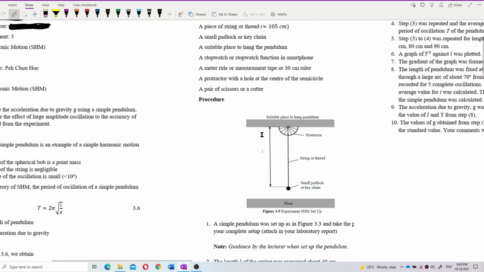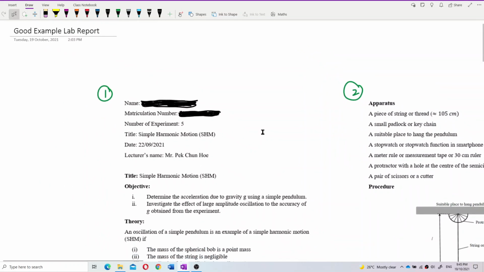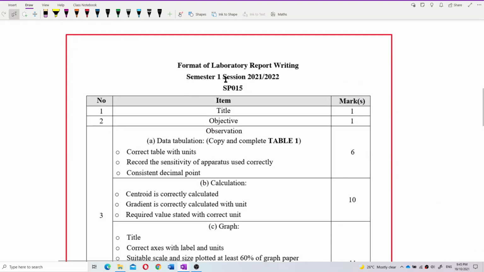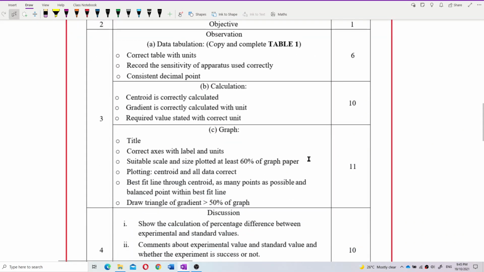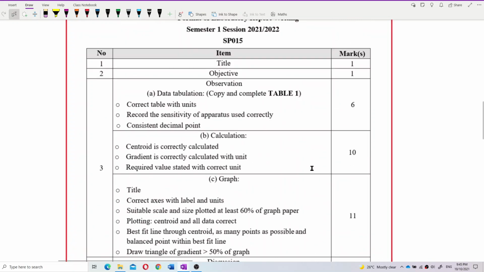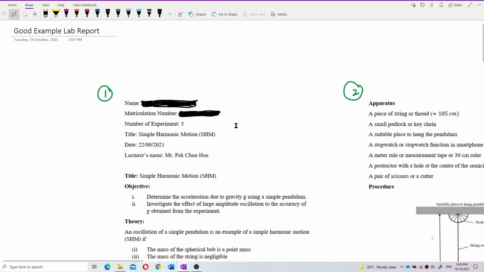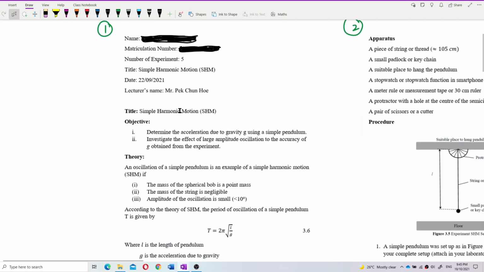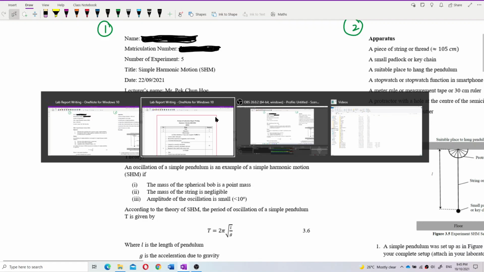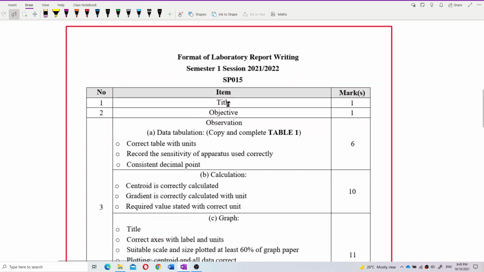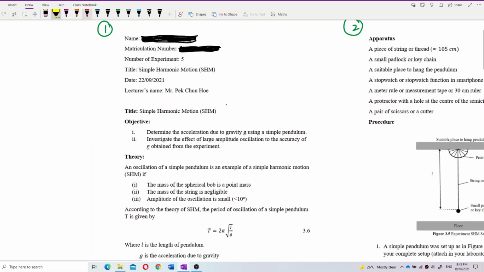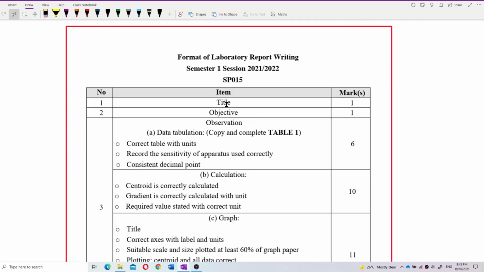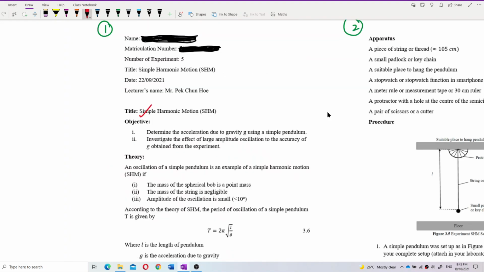I will mark this example lab report according to the format of lab report writing given, and see how many marks it gets. First of all, you must state the title. So the first criterion is that you must have a title. Does it have any title? Yes, it has a title. So we consider it has 1 mark.